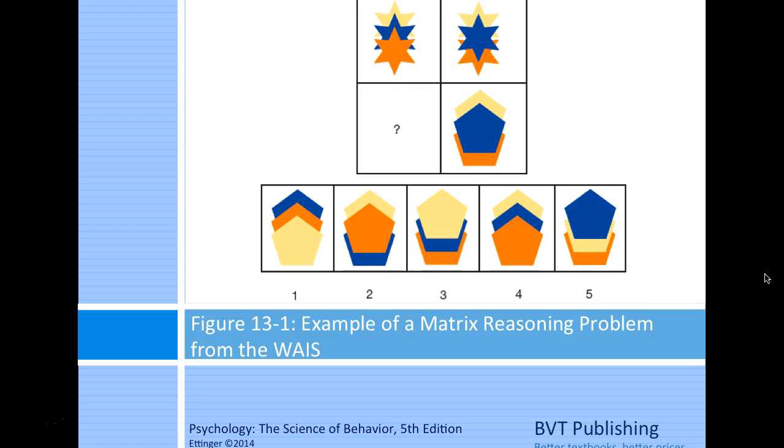This is an example of a matrix reasoning problem. And if you look on page 519, you'll find this table. The question here is, which set of shapes from the 5 alternatives best replaces the question mark in the matrix? So which one of these would you choose to fit in there? So this is an example of matrix reasoning.